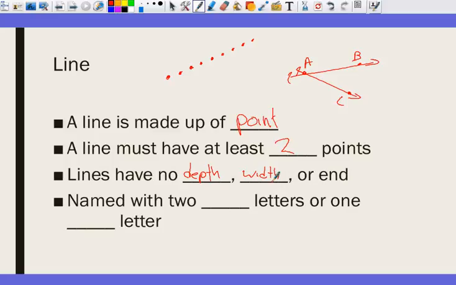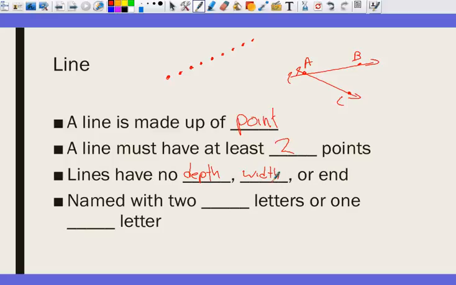Okay, let's think about this for a minute. A line is described by 2 points. Not necessarily X and Y. 2 points. Like A and B. Don't worry about this part right now. So if it's described by 2 points, how many capital letters do you think it has to have?